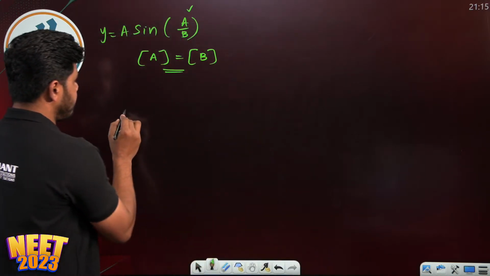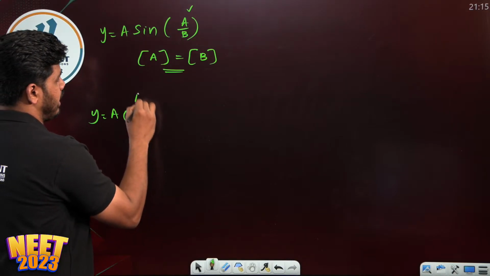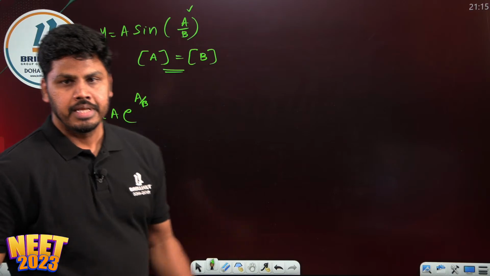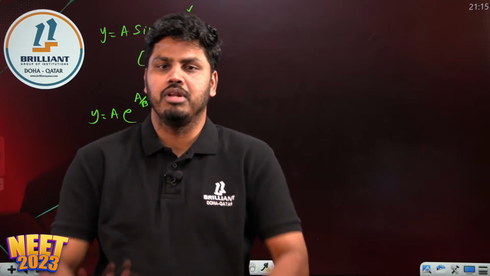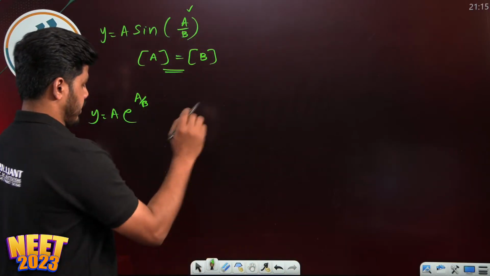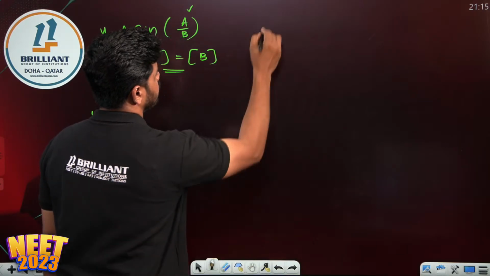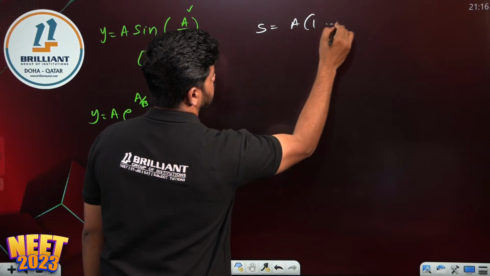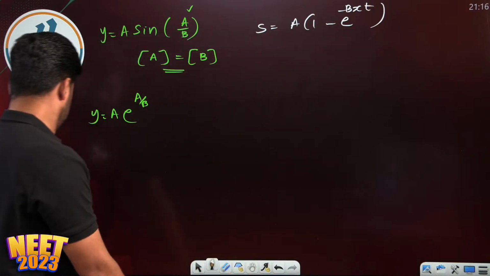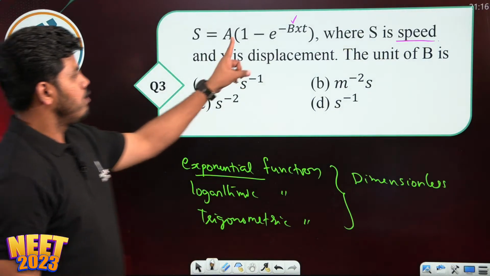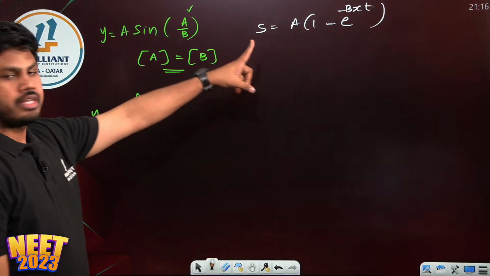Okay, similarly, suppose y is given as some a into e raised to a by b, the same example, a by b. Here also the dimension of a should be equal to the dimension of b, then only e raised to that term will be dimensionless. Okay, right. Now look at the equation given, that is s is equal to a into 1 minus e raised to minus bxt. That is what is given. Okay, fine.